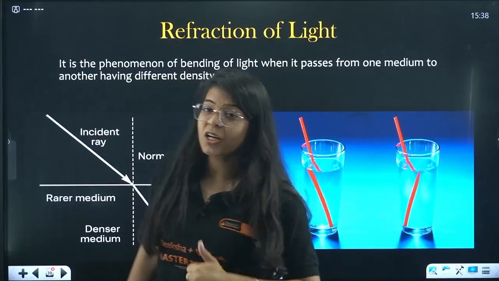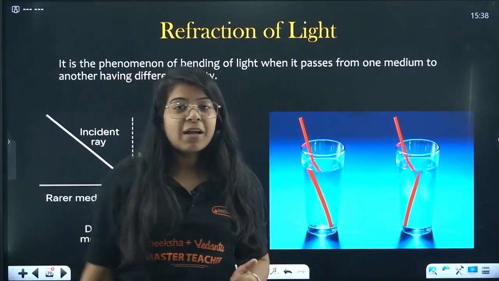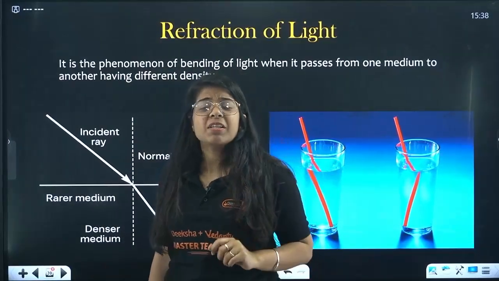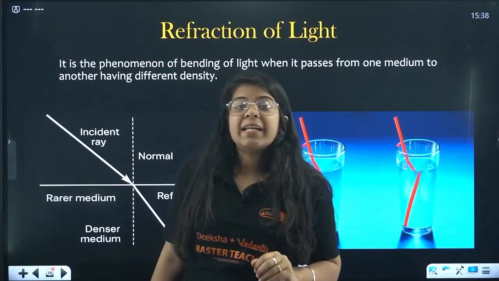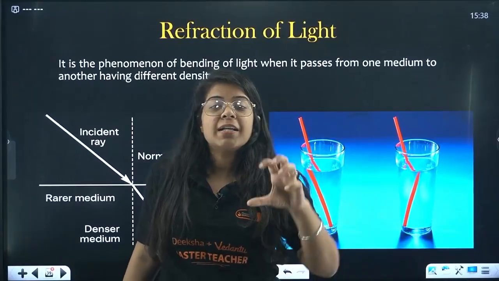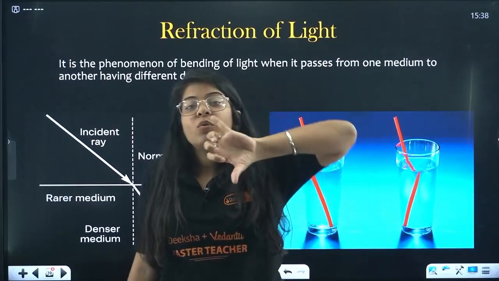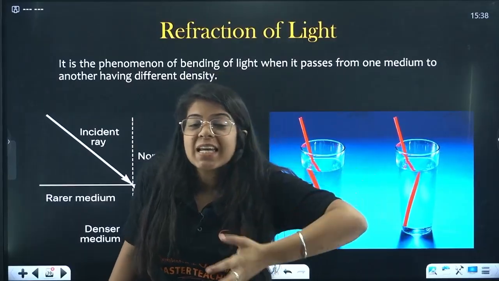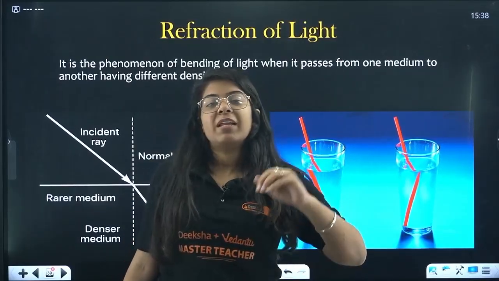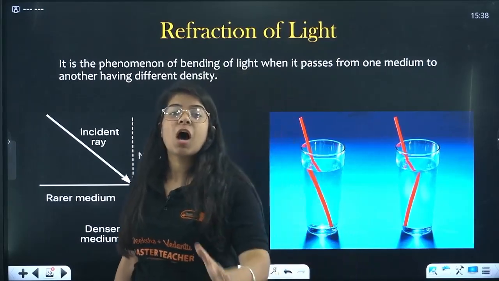First was reflection, light bouncing back and coming back to you. Then it's refraction. Now, what is happening when someone is in water? Light is coming from the water into the air. That means it is traveling from water to air. It is changing its medium. What do you call it? Medium. Whenever light travels from glass to water.